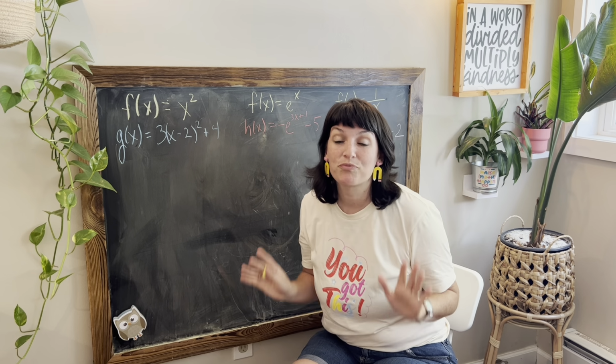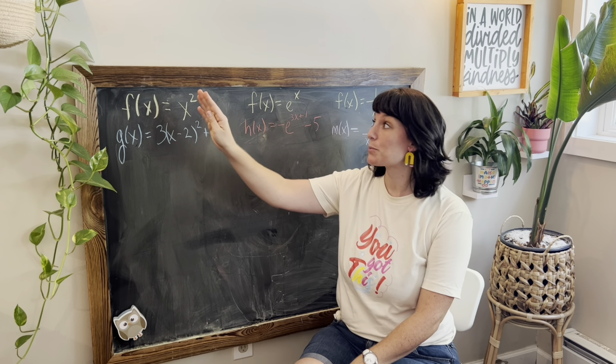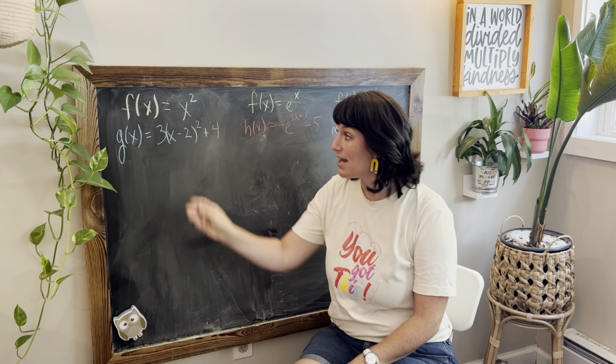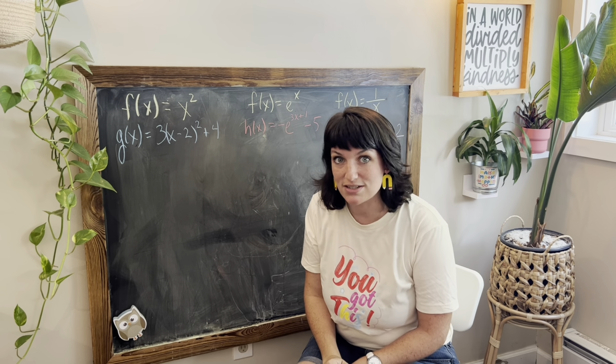Today we're doing transformations. So here we've got three basic functions, x squared, e to the x, and 1 over x. And I've got three transformed functions.